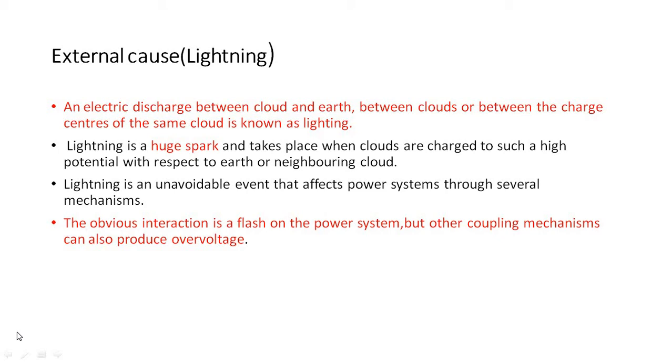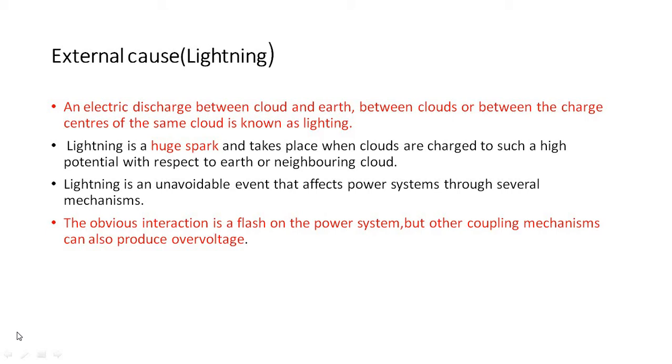Lightning. An electrical discharge between cloud and earth, between clouds, or between the charge centers of the same cloud is known as lightning. Lightning is a huge spark, and it takes place when clouds are charged to such a high potential with respect to earth or a neighboring cloud. Lightning is an unavoidable event that affects power systems through several mechanisms. The obvious interaction is a flash on the power system, but other coupling mechanisms can also produce overvoltage.